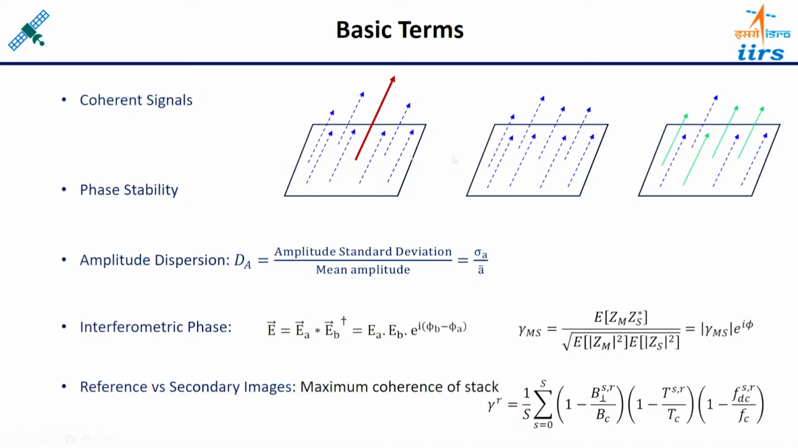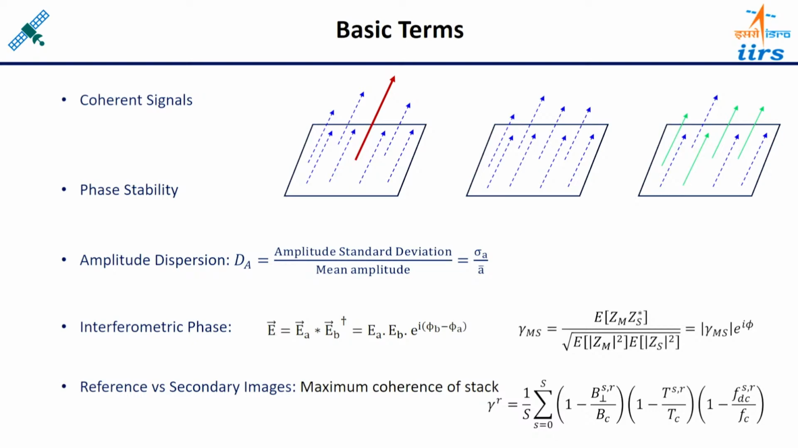Okay. Then the second parameter is the phase stability. Phase stability is also very important. If phase is not stable, or you can say phase is fluctuating very rapidly, it shows basically the signals over that particular area are not stable, or they are basically getting affected by so much of the noise, or you can say signals are becoming decorrelated.